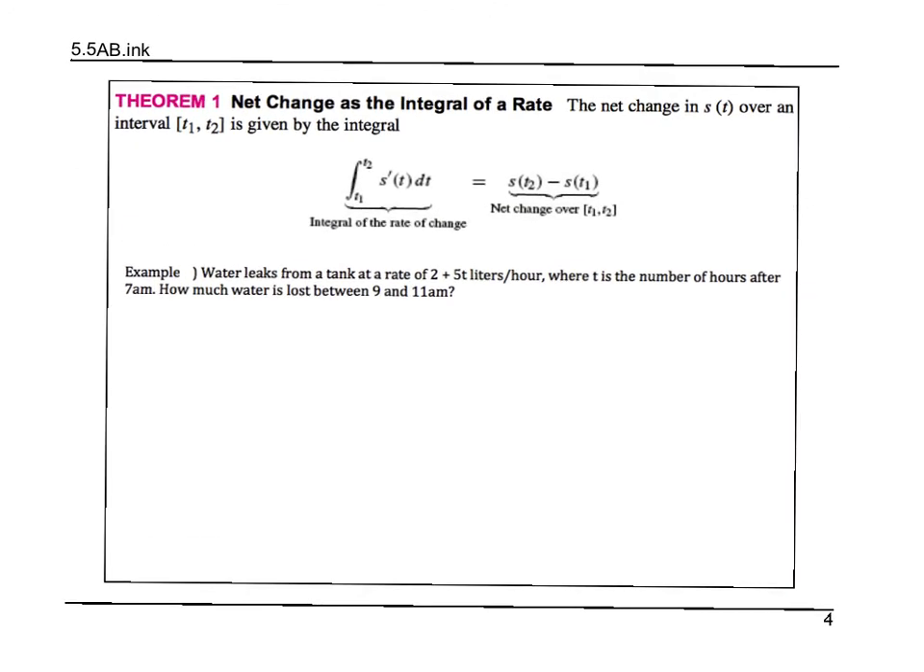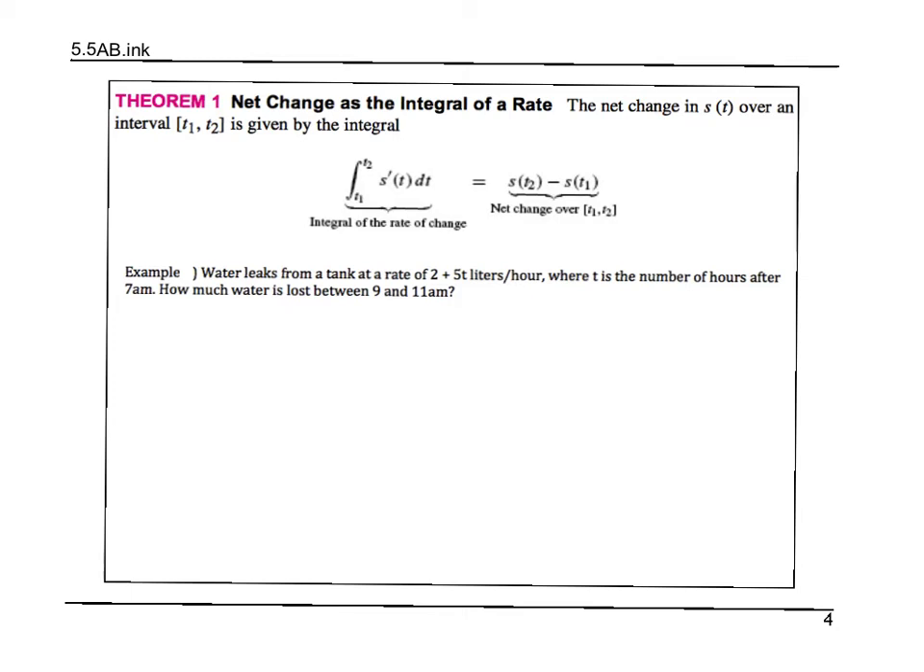Theorem 1, we reversed it here, but net change as the integral of a rate says that the net change in position, s of t, over an interval t1, t2 is given by the integral from t1 to t2 of s prime, which of course is v of t, and that's equal to s(t2) minus s(t1). So same idea, but what this allows us to do is rather than thinking of it as a distance, which is the most obvious application, we can now think of any kind of change. We can think of revenue, or in this case, water leaking from a tank, and the next problem, the amount of bicycles manufactured, any kind of change over a time period, as long as we're given a rate.